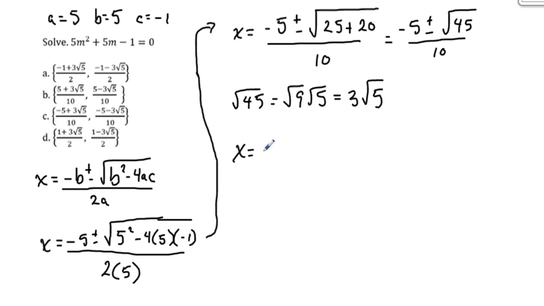So let's go ahead and replace radical 45 with 3 radical 5. So we'll continue: x equals negative 5 plus or minus 3 radical 5 divided by 10. All right, and let's take a look over here to actually see if we have that answer. And as you can see, answer choice C gives us two answers: negative 5 plus 3 radical 5 over 10, and also negative 5 minus 3 radical 5 over 10.